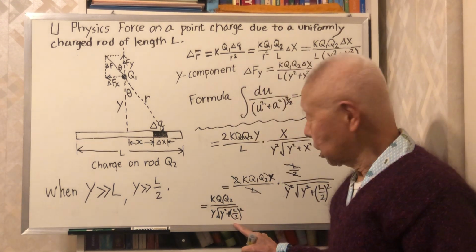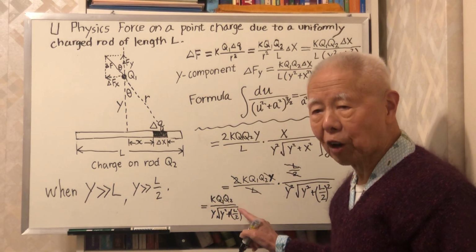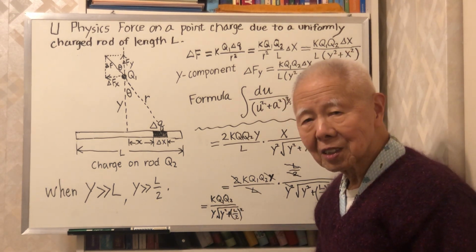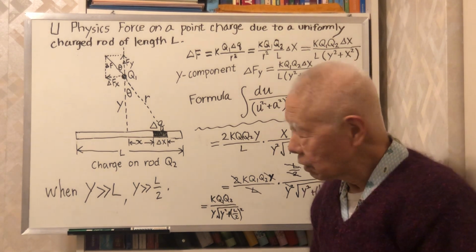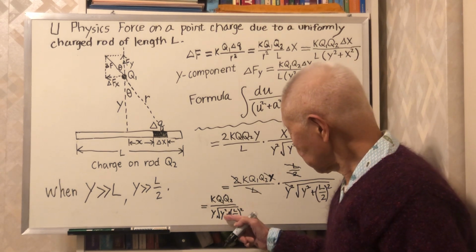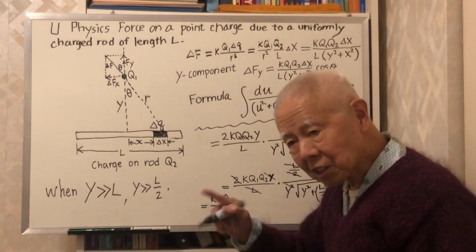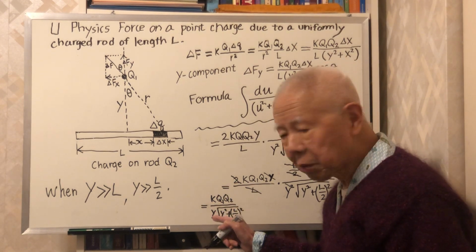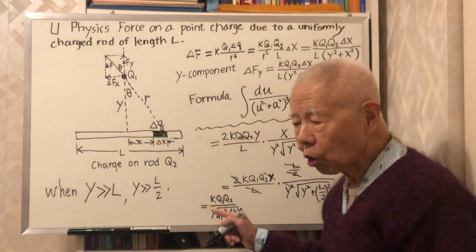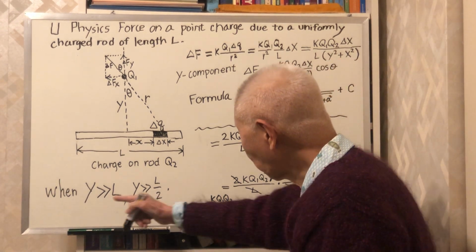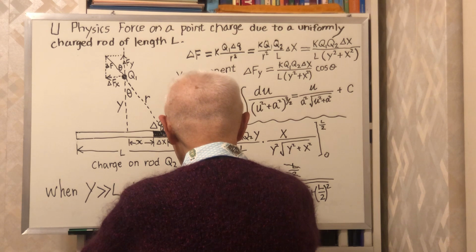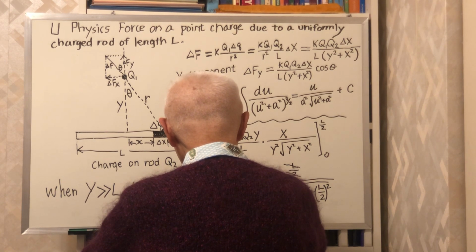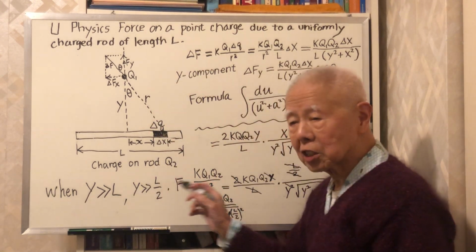Now you look at this. If y is much larger than half of L, then half of L compared with y can be neglected because it's so small. So you neglect this, and the inside of the square root is y squared. You take the square root, you get y out, and you already have a y at the outside, so y times y is y squared. So under this condition, you have this result.